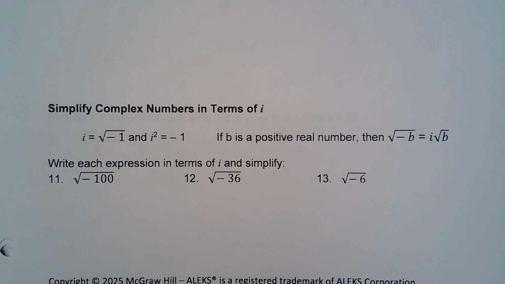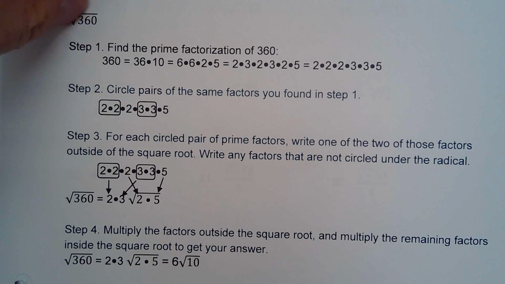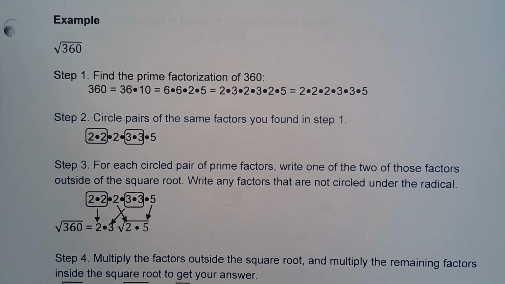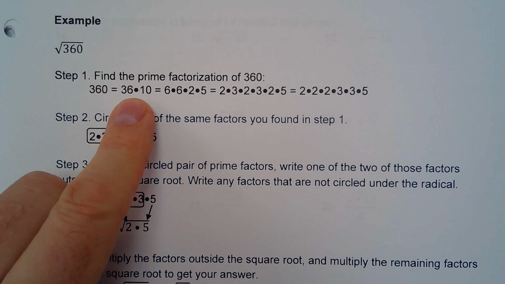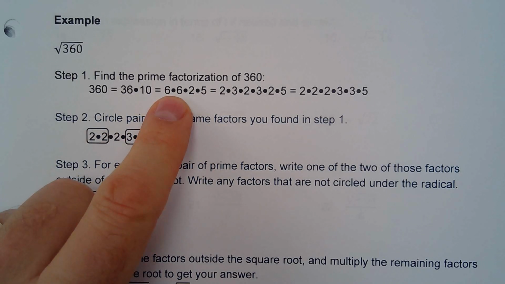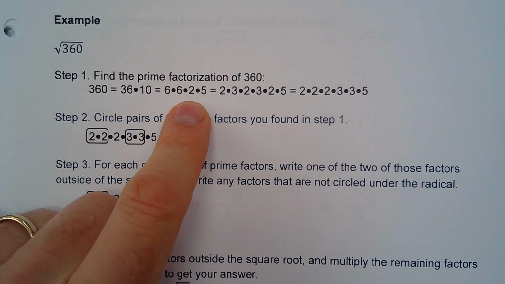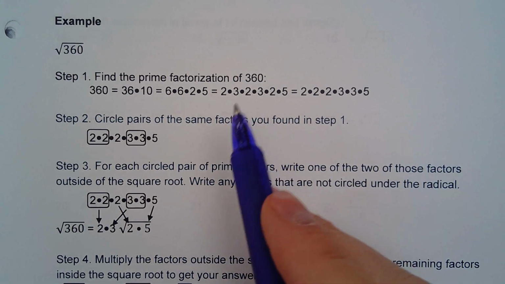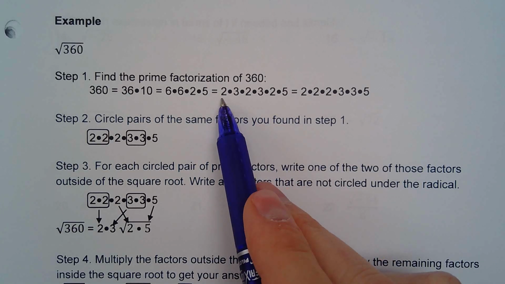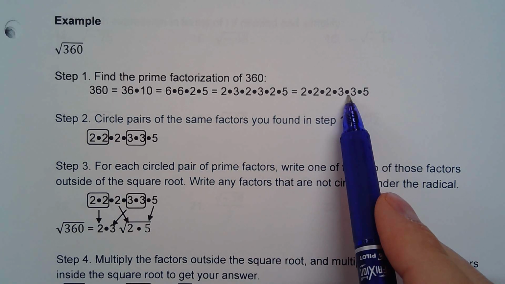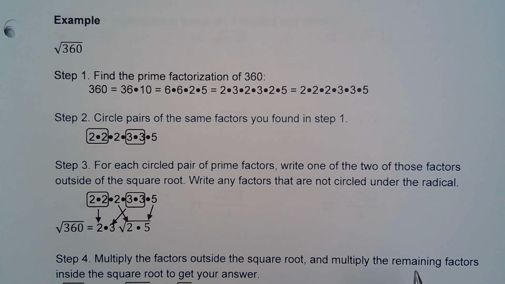Alright, so let's see how this works. So if we take the square root of 360, we'd break it down. That's 36 times 10. 36 is 6 times 6. 10 is 2 times 5. And then 6 is 2 times 3. So kind of putting everything together, we have 3 of these 2s, 2 of these 3s, and a 5.